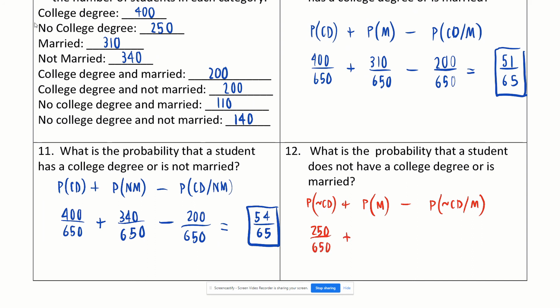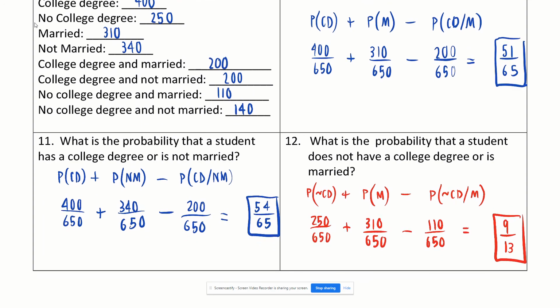Plus, how many were married again? Well, that's 310. So who got double counted? The people who were not college degree and married. That's 110 if you look at your numbers. So there we have it. It's 250 over 650 plus 310 over 650 minus the 110 who got double counted. When you type that in and reduce, it gives you 9 out of 13.